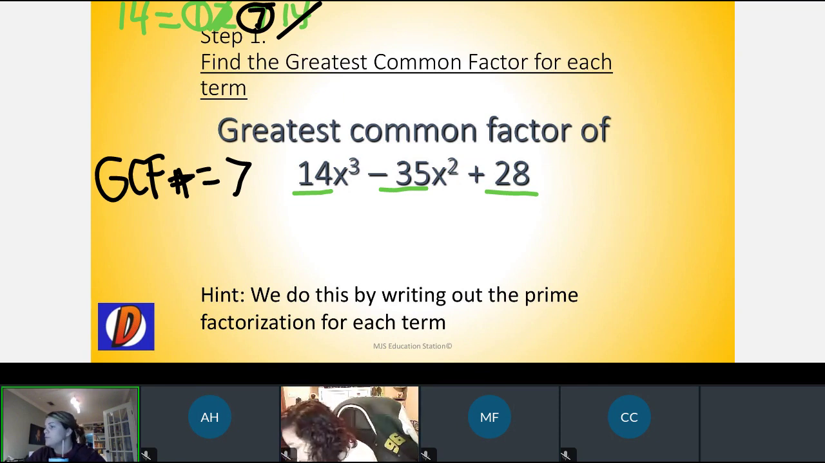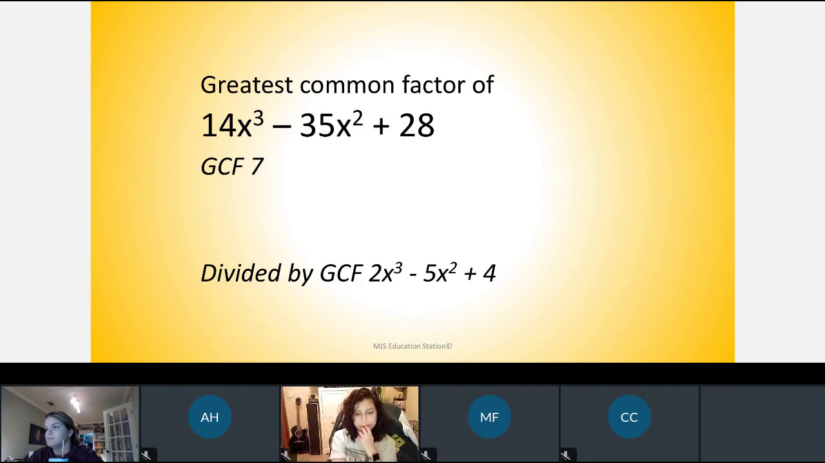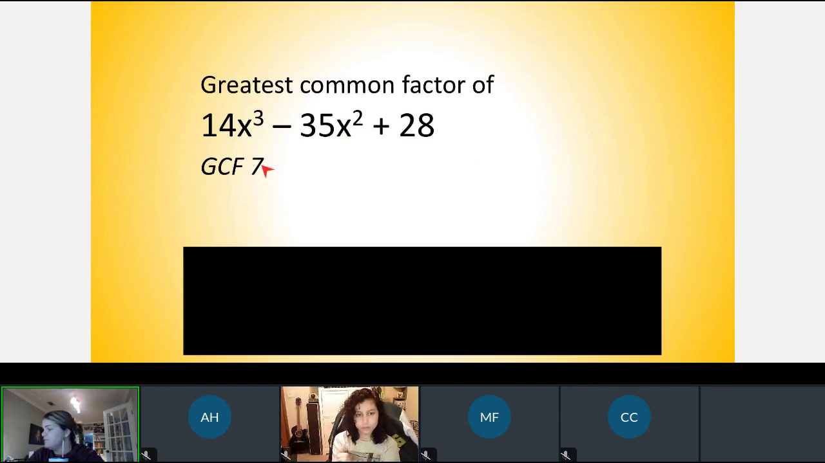Okay, now the important thing is variables. We have x to the third, x squared, and then we have nothing. Okay? So we cannot pull a variable out in front. Our GCF is just 7. That's it. So our GCF is 7. Let's rewrite this. We're going to pull 7 out in front. Exactly, Angel. The GCF is only 7 because not all of them have that variable of x. Good, Caitlin. There you go.